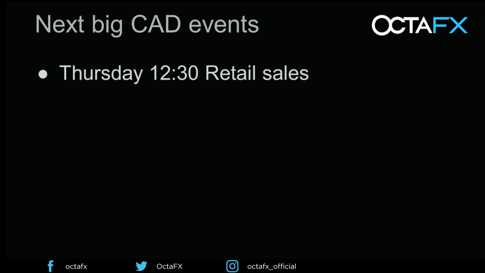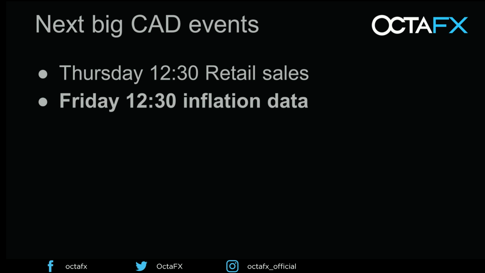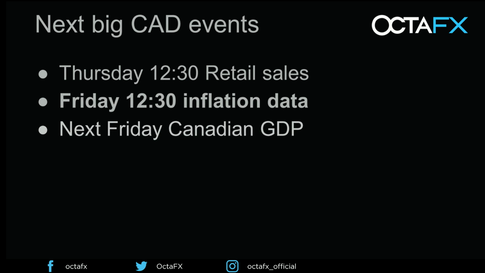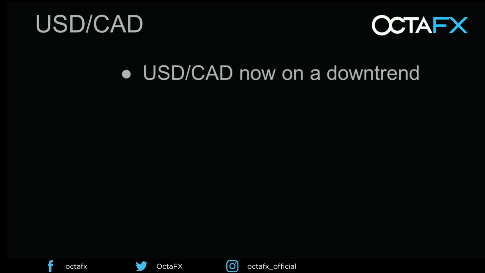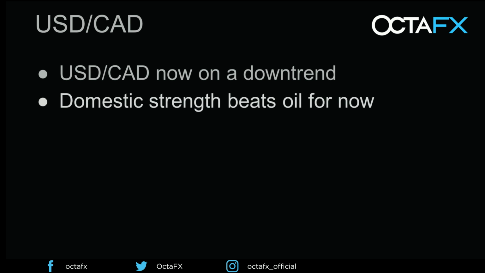Next big Canadian events. Here we do have top tier events in Canada. Retail sales today at 12:30. Tomorrow inflation data, which is even more important because the Bank of Canada cares about inflation, of course. And next Friday, look into next week, we have Canadian GDP, gross domestic product for April, the first month of Q2. Okay, in general, dollar CAD is on a downtrend. That means the Canadian dollar is on an uptrend. Domestic strength beats oil, at least for now, until things change.